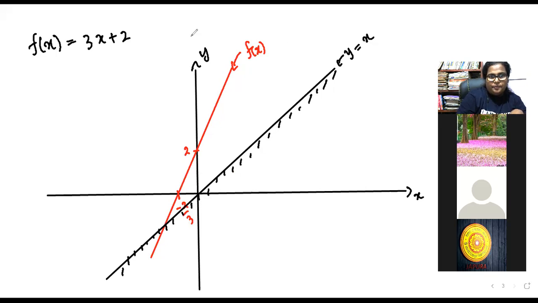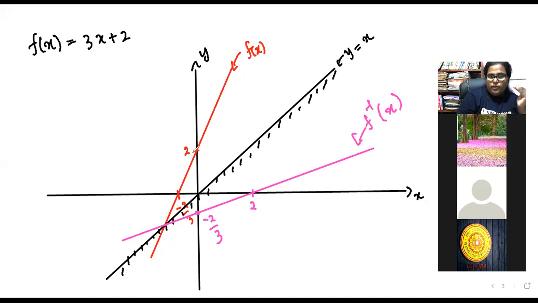You know that we can draw this graph like this, because it cuts the x-axis here at 2, and this one should be -2/3. So you can see this is the f inverse x graph. So when you draw the f(x) graph, the y equals x line works as a mirror, and the image of this f(x) graph becomes the f inverse x graph.